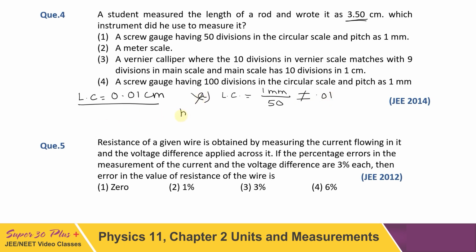Come to the next option. A meter scale. For a meter scale, as we know, the minimum value that can be measured is 0.1 centimeter. So this also cannot be correct.